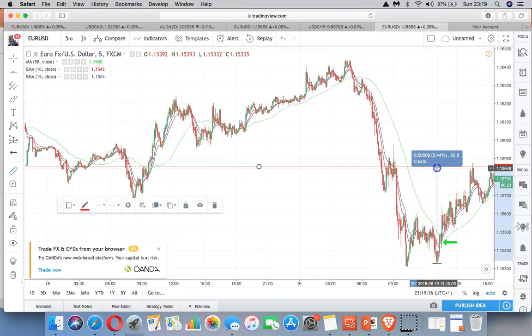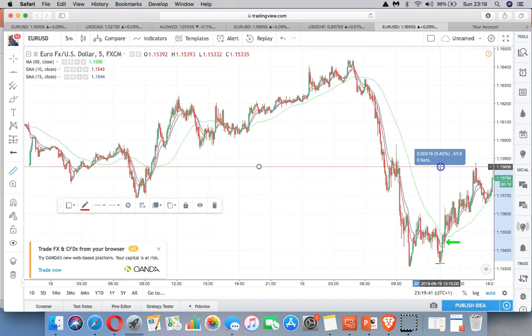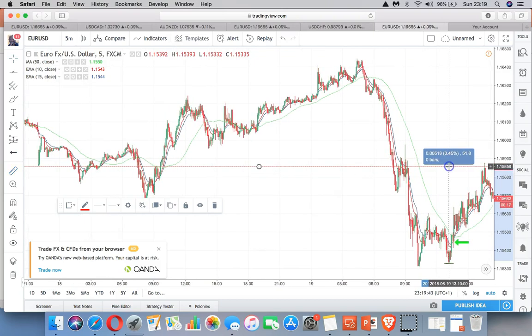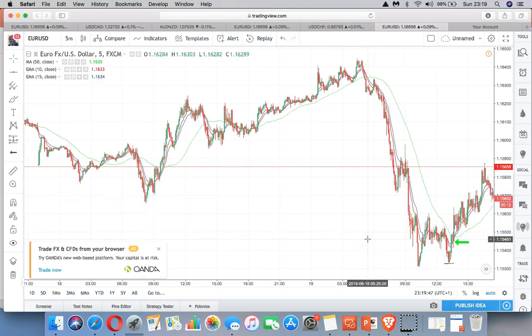Let's see that. That's nearly 50 pips, right? 50 pips from here. Now, whether I'm right or wrong, I would have gotten 50 pips. I don't know what's going to happen next. I would have actually jumped out. But let's just see what will happen next again.